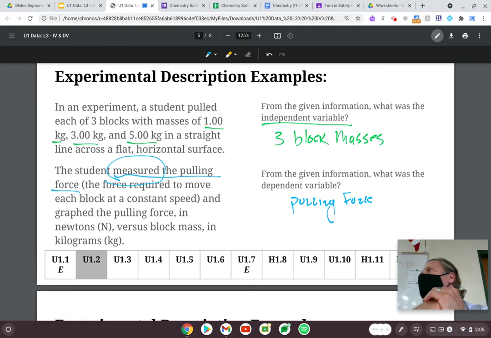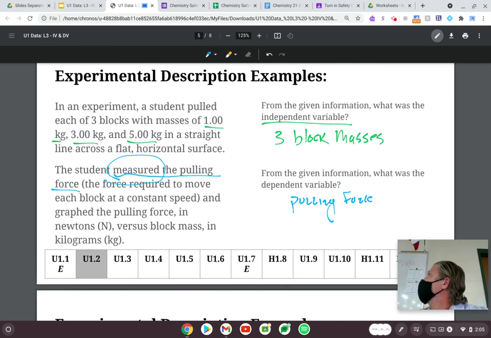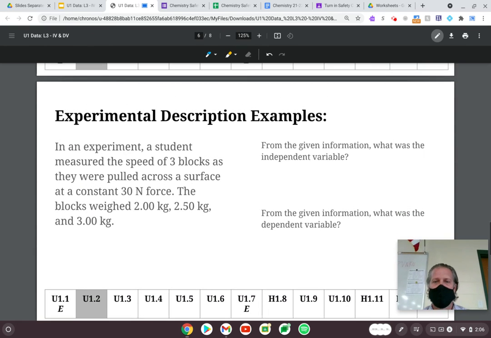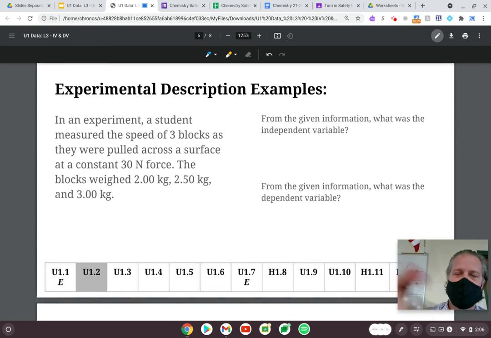There is another example of this. Why don't you go ahead and give that one the good old-fashioned try? Give it a shot, and then we'll talk about it.